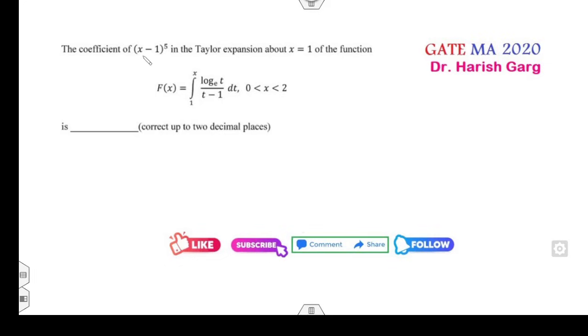Look at the next one. Again, you have to write the Taylor series. I can replace x to be 1 plus x. Then your f(x) will be the integration from 1 to 1 plus x, log of e, divided by x. dt will be dx.